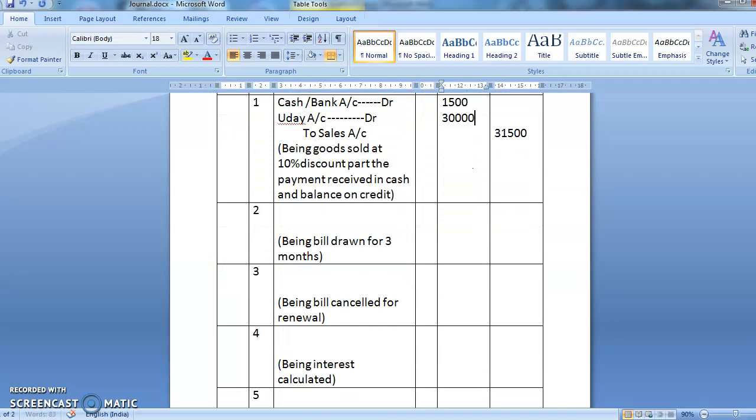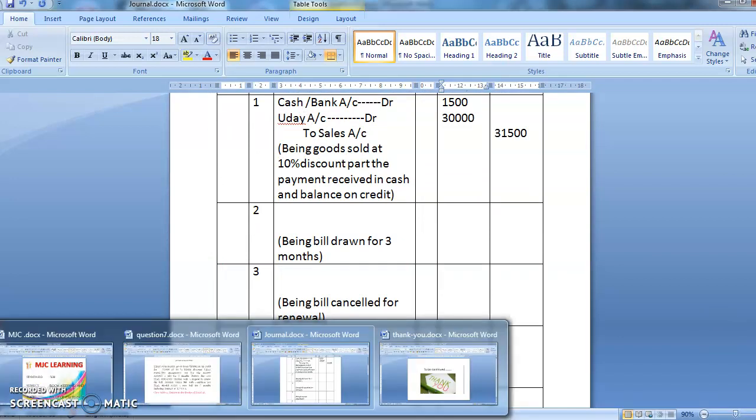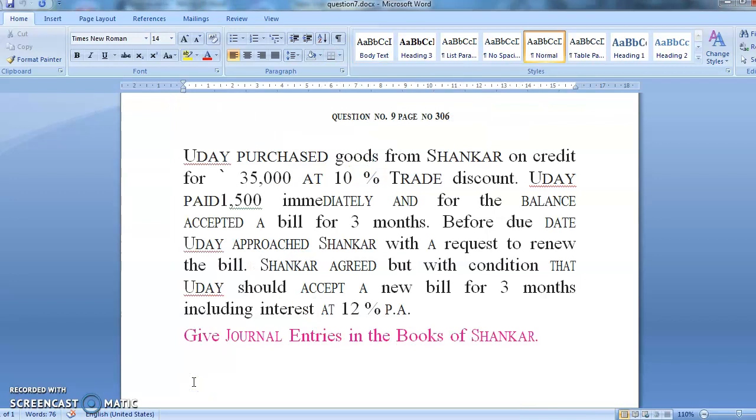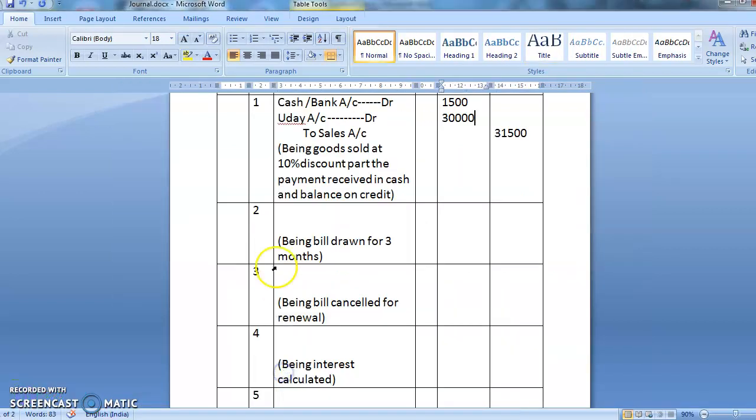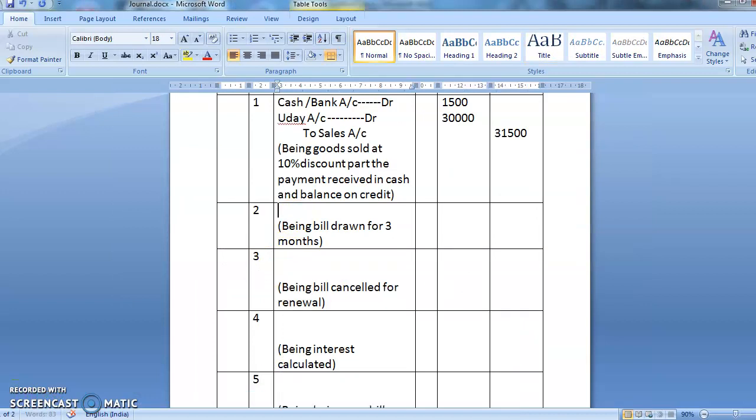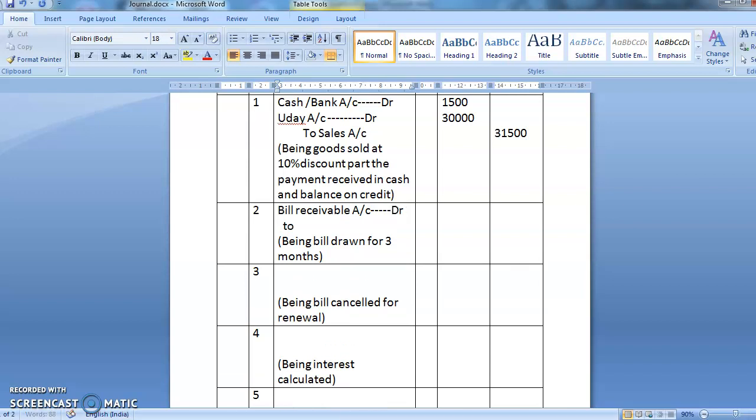Okay. Now after that, what was the sentence? Yes, we have to read the question. Shankar on credit, trade discount, and accepted the bill for the balance for 3 months. So he's accepting a bill for the balance. So what is the journal entry when the bill is accepted? Tell me, what is the journal entry? Your journal entry is Bills Receivable account debit to who has given you the bill? Uday. So Uday account.